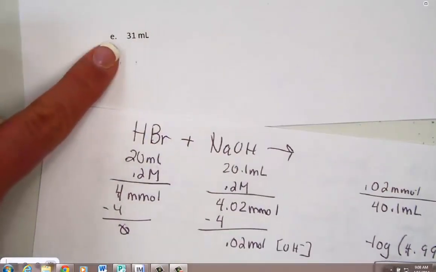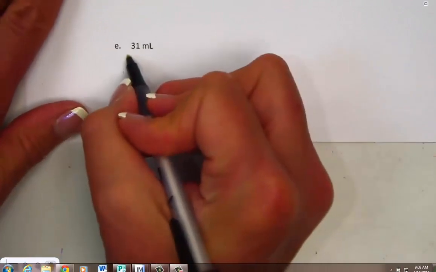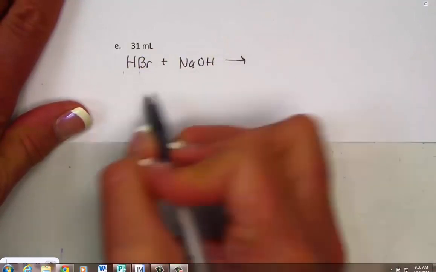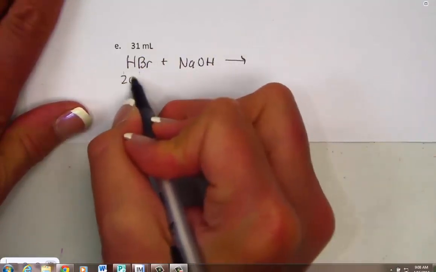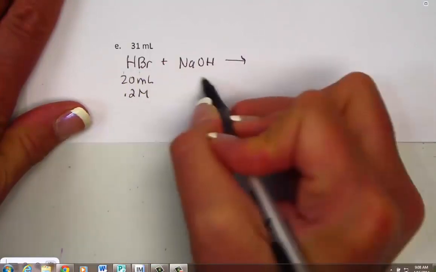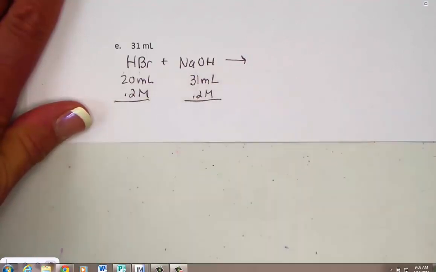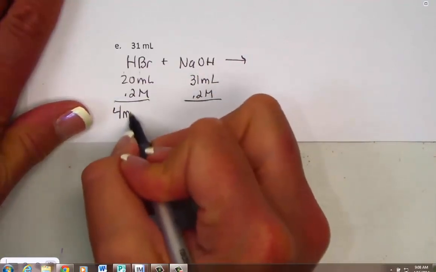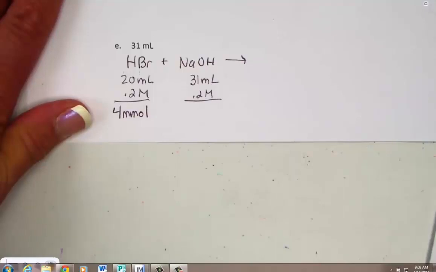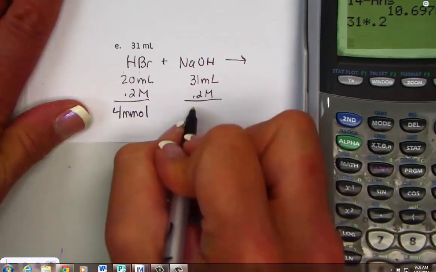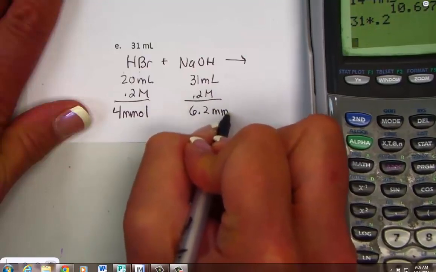It's quite significant. And well past the equivalence point with 31 mils, here we could take our HBr and sodium hydroxide. We had a 20 mil sample, 0.2 molar. Here we have a 31 mil sample, 0.2 molar. Let's find how many millimoles. Of course, the acid has been consistent all along, 4 millimoles. 31 times 0.2 gives us 6.2 millimoles of base.